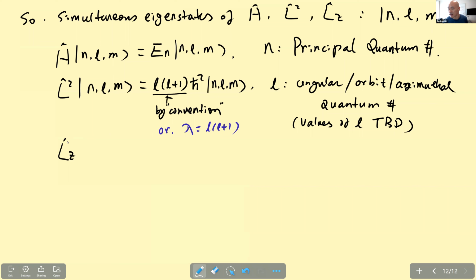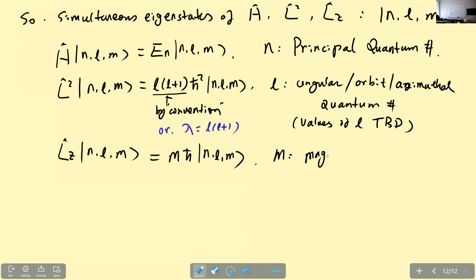And Lz acts on this one, because it's a simultaneous eigenstate, so let's write down this one as m h bar. Because h bar is just the dimension. And this m is called the magnetic quantum number. The reason is that historically, the different Lz states were distinguished in energy if you apply a magnetic field in the z direction. So that's the labeling of the states.